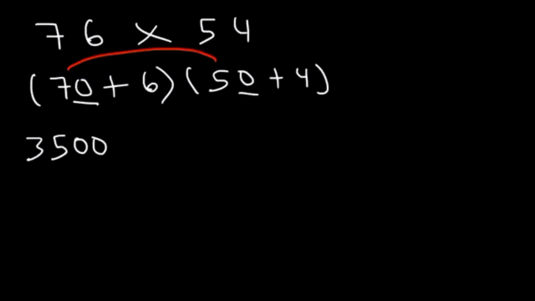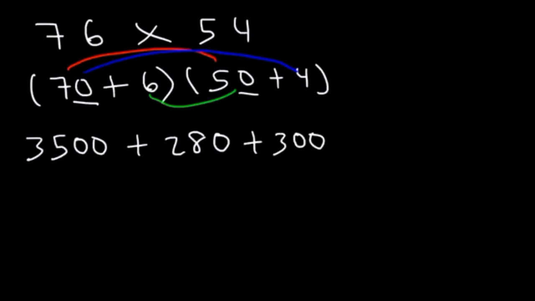Next, let's multiply 70 times 4. 7 times 4 is 28, and then we just got to add 1 zero. And then we have 6 times 50. 6 times 5 is 30, and we got to add a 0, so 6 times 50 is 300. If you have 6 $50 bills, that's $300. And then finally, 6 times 4 is 24.